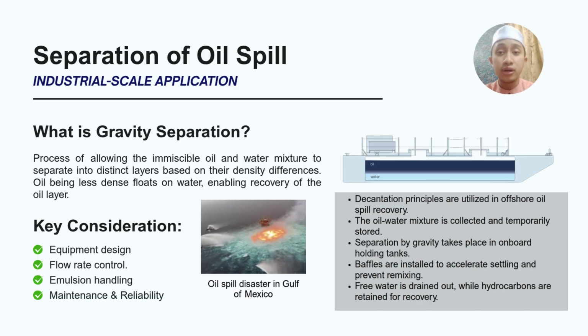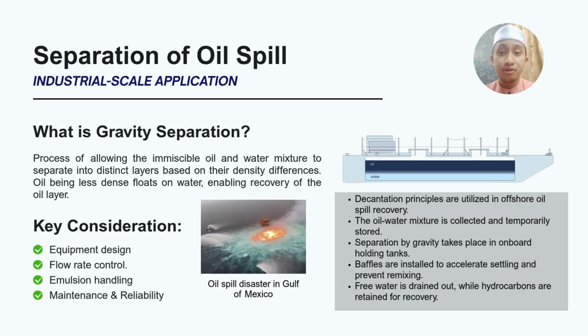This process is known as gravity separation. What is gravity separation? As we can see on the right slide where an oil spill happened in the Gulf of Mexico, decantation principles are used for this case. Oil and water are allowed to settle in temporary holding tanks. Since oil is less dense, it naturally floats on top of the water, making it easier to collect.